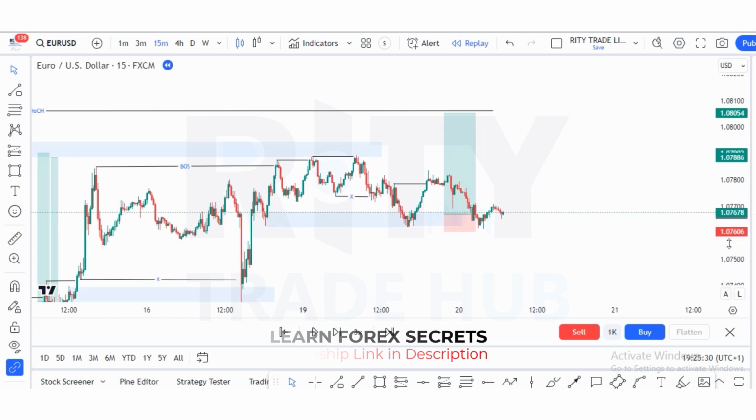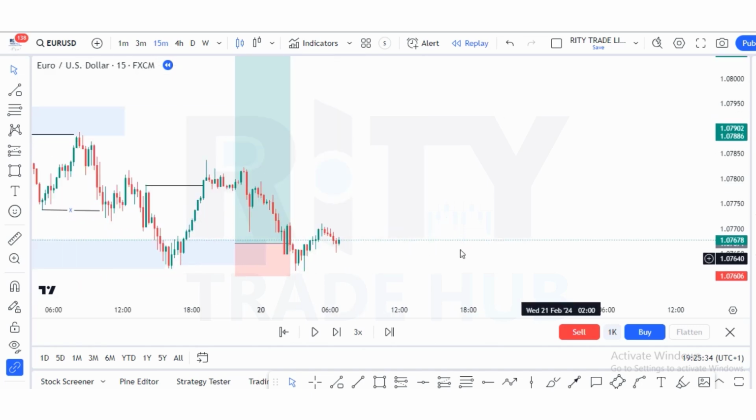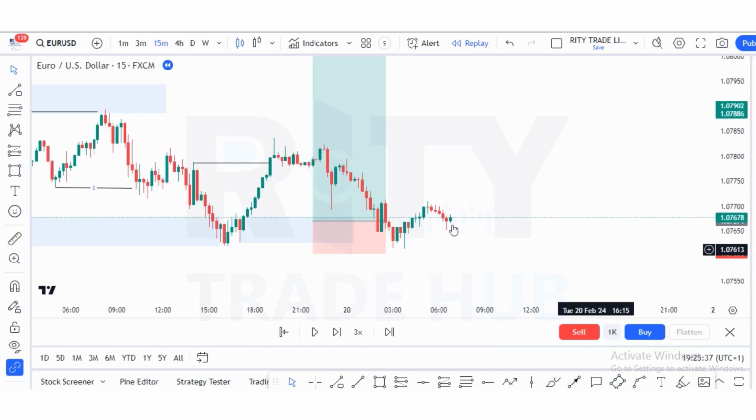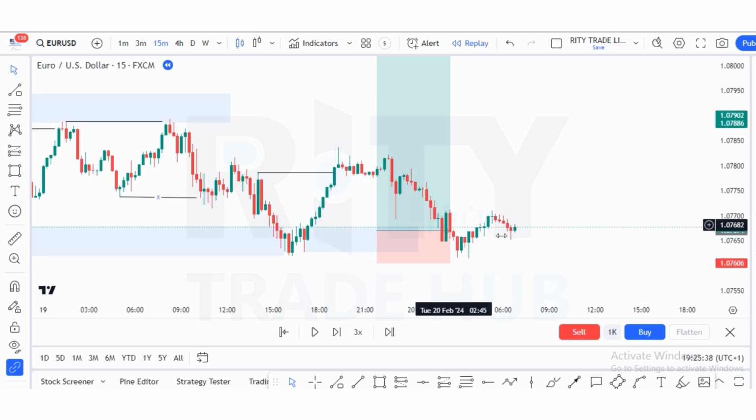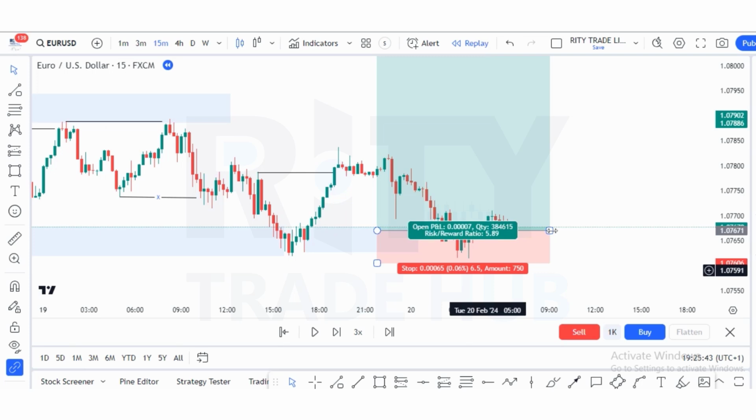So right here, guys, as you can see, price has mitigated our SCOB. Okay, let's take a clear look at this. So right here, price mitigated our SCOB and we trade our position right here. But looking at this, guys, you can also add multiple positions.